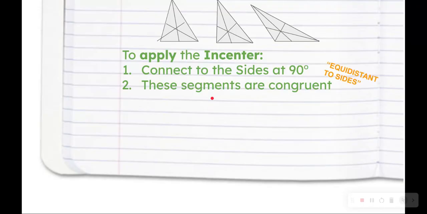These three segments are going to be congruent to each other. So we say the incenter is equidistant, or equally distant, to the sides of the triangle at 90 degrees, not at the slanted distances. It's got to be the shortest distance, which is perpendicular to the sides. So we can solve some problems. If I draw my 90-degree segments, these three purple segments would all be equal to each other.